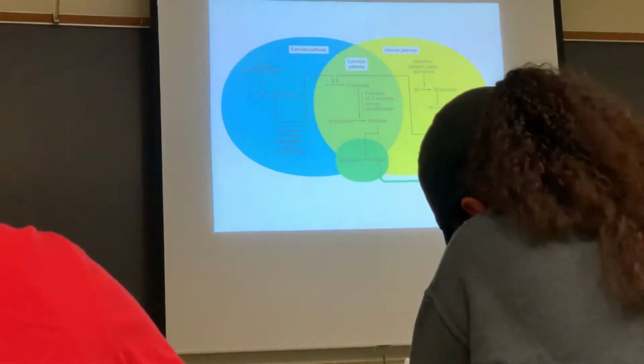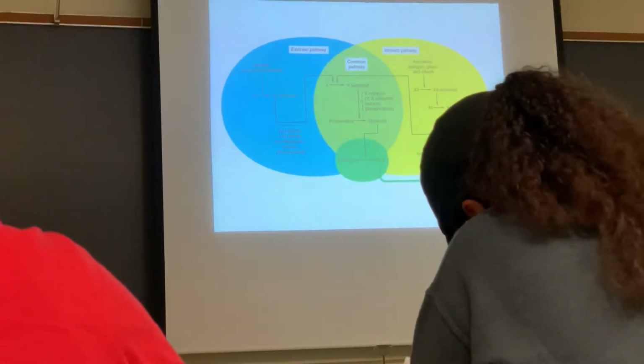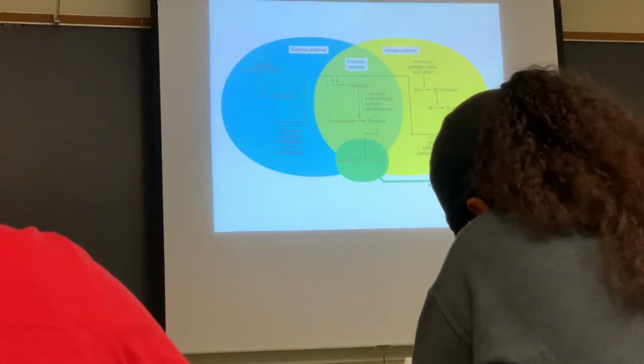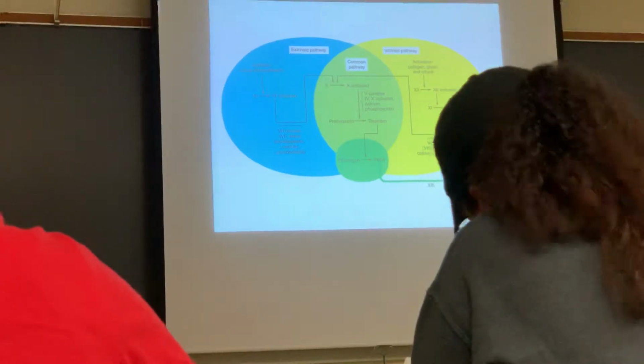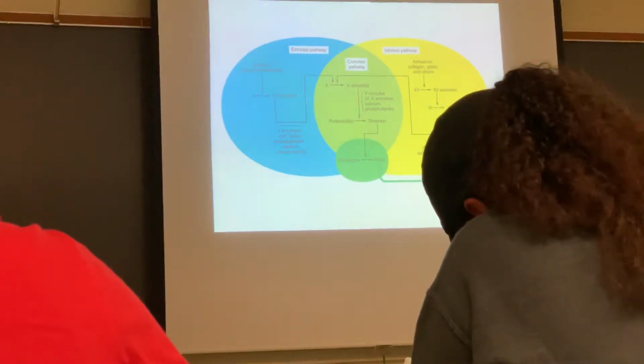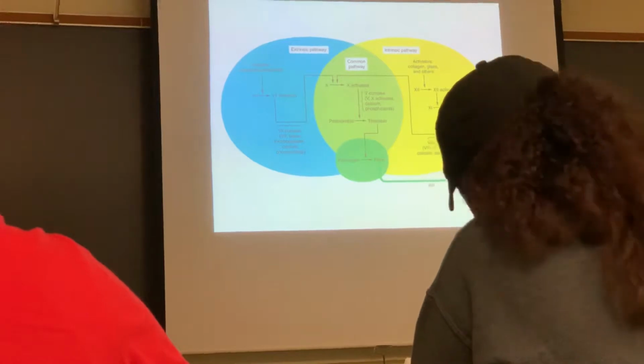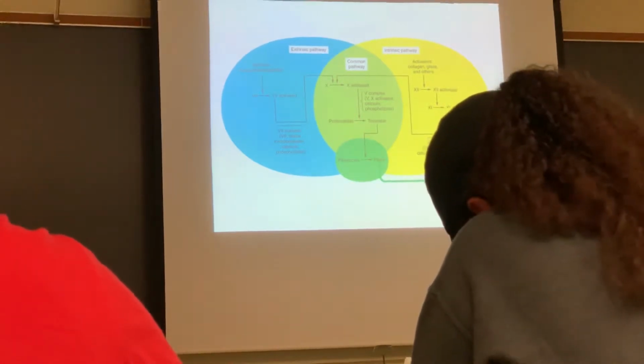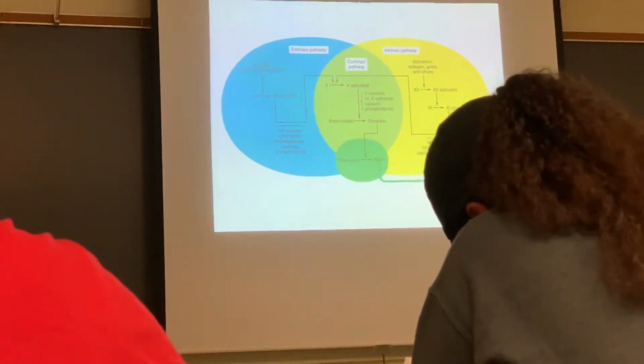So the common pathway, basically what you've got to know is within there it activates prothrombin, which goes to thrombin. Start with factor 10. Factor 10 activates prothrombin to thrombin. Thrombin activates fibrinogen to fibrin.